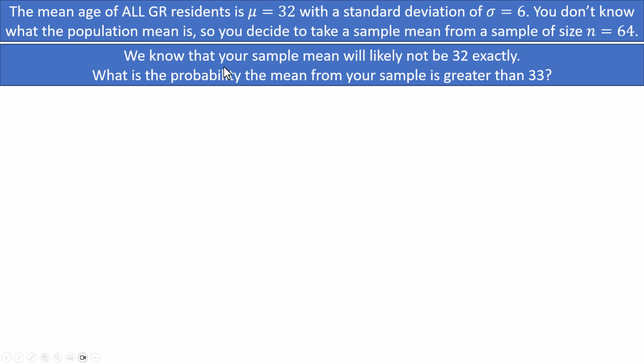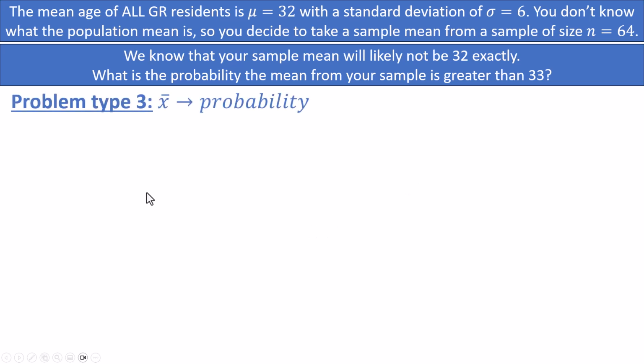So here is kind of the question here. We know that if you take a sample mean, it's probably not going to match that population mean exactly. It's probably going to be a little bit higher, a little bit lower. And the question they're asking is, what is the probability that the mean that you take from your sample is greater than 33? I should also mention here, it does really have to be a random sample, an equal chance to choose anyone from the population.